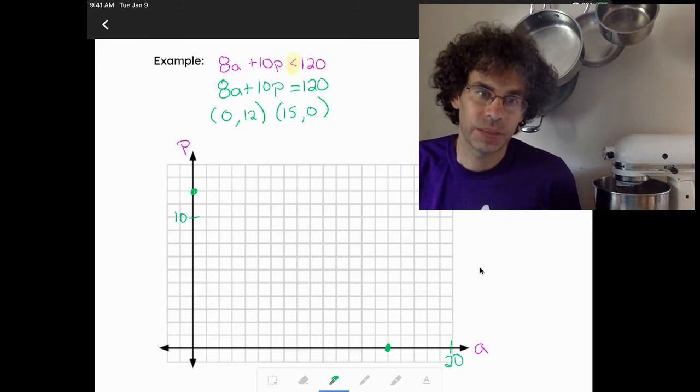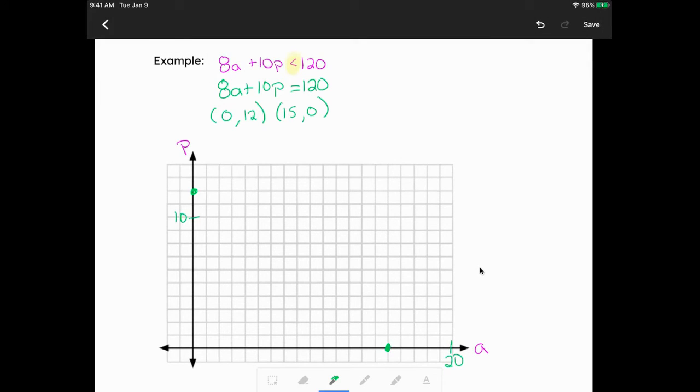Step 2 is going to be to determine if our boundary is included or not. Because our inequality is just less than, it doesn't say less than or equal to, that means that the boundary is not included. So when the boundary is not included, we're going to use a dotted line for that boundary. So I'm going to put a dashed line that goes through those 2 points, meaning that we're not including the points that are on that boundary.